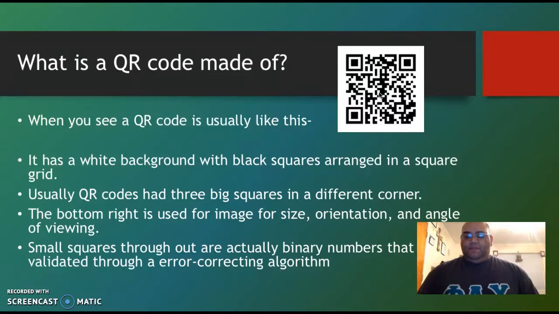The bottom right is used for the image size, orientation, and angle viewing, and that's all in the codes that they have. The small squares throughout, which all the black lines are actually squares, are actually binary numbers that were validated through an error-correcting algorithm that the Japanese used, as stated earlier.